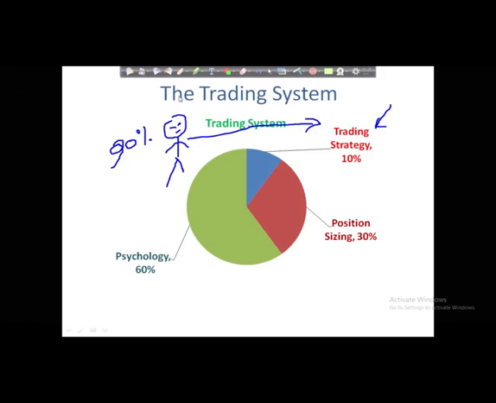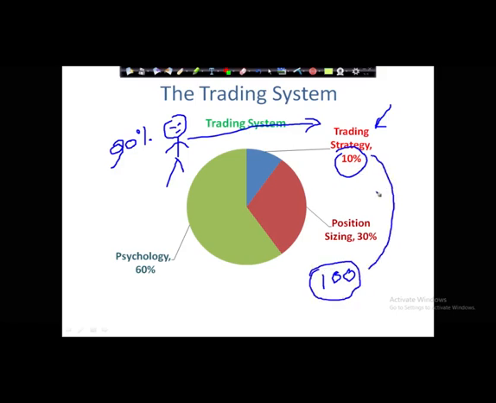But remember, a trading system will take you only 10% of the way to becoming a successful trader. Among 100 parts of a successful person, this trading strategy will help you only 10% out of 100%. Remember, and 90% of people are focusing on trading strategy.